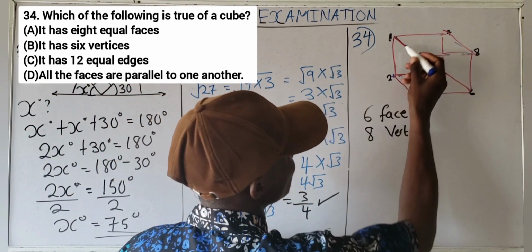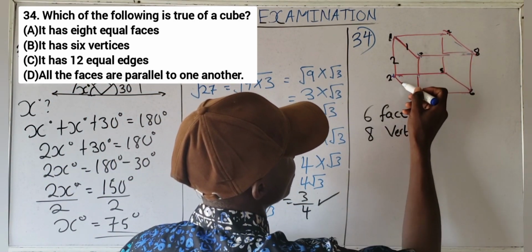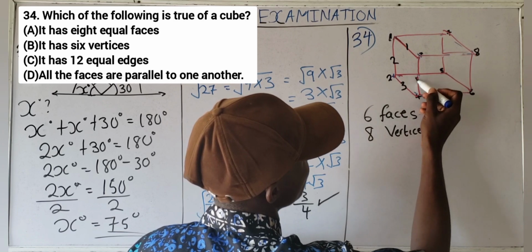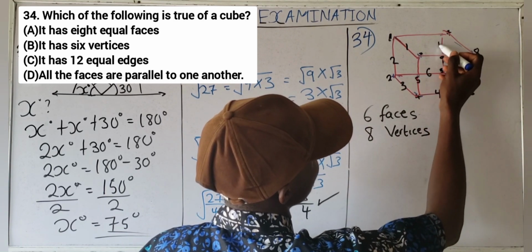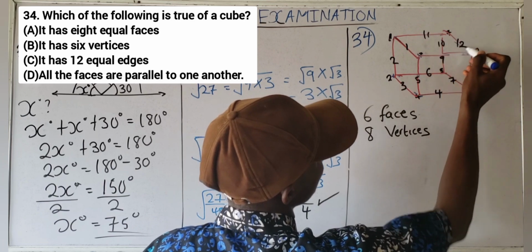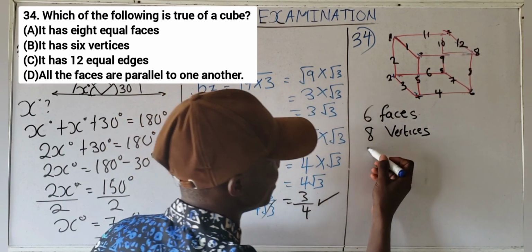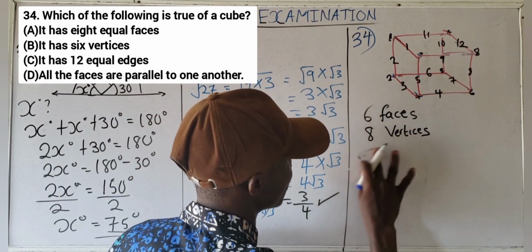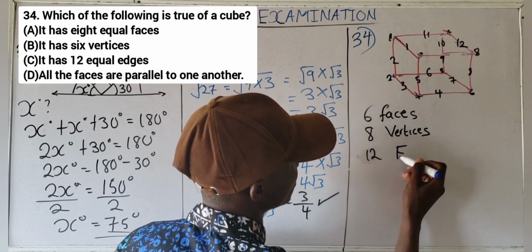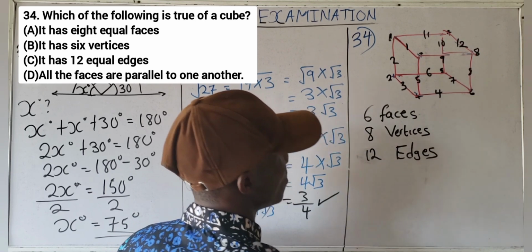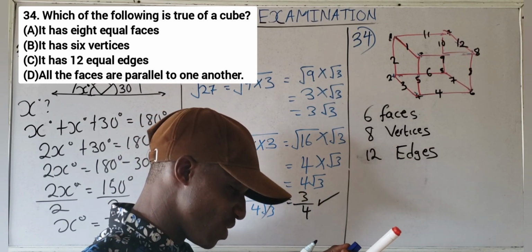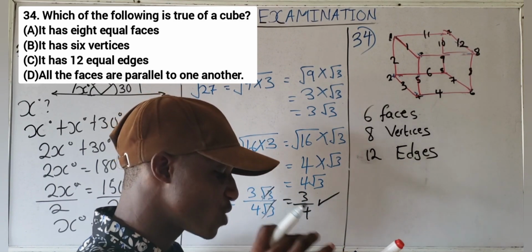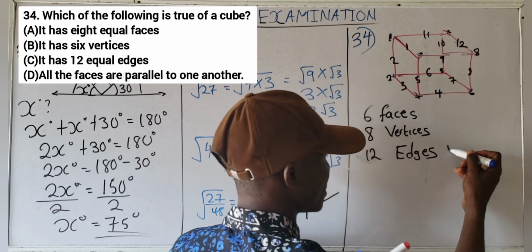Now, let's count the edges. 1, 2, 3, 4, 5, 6, 7, 8, 9, 10, 11, 12. You can see that? So, the edges are 12. We have 12 edges. Now let's look at the option relating to edges. You can see it has 12 equal edges. So this option C is correct.